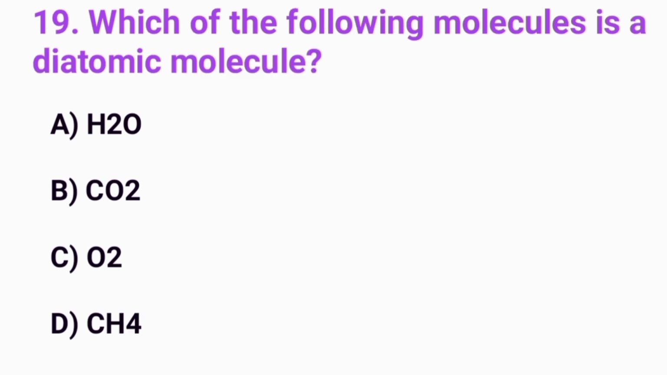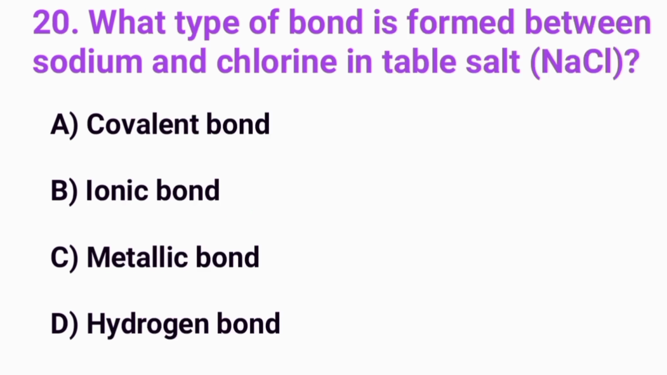Question number 19. Which of the following molecules is a diatomic molecule? The right answer is option C. O2. Question number 20. What type of bond is found between sodium and chlorine in table salt, NaCl? The right answer is option B, ionic bond.